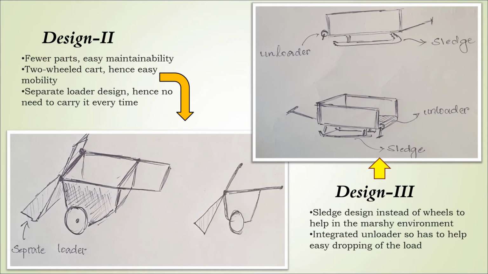The other two design clusters are design 2 and design 3. In design 2, we have fewer parts and easy maintainability. It is a two-wheel cart, hence easy mobility. Separate loader design, hence no need to carry it every time. In design 3, we have a sledge design instead of two wheels to help in messy environments. It helps in easy locomotion. Integrated unloader so as to help easy dropping of the load.